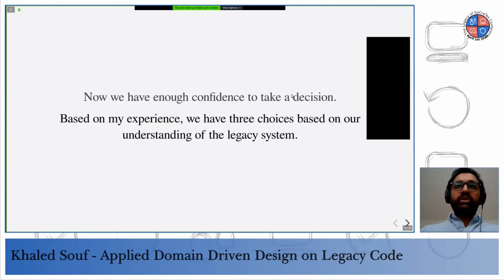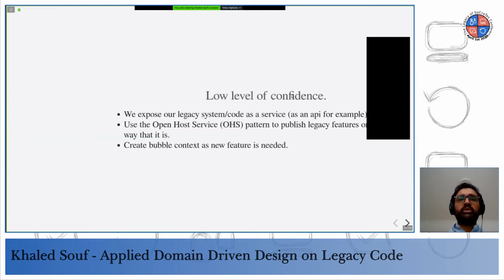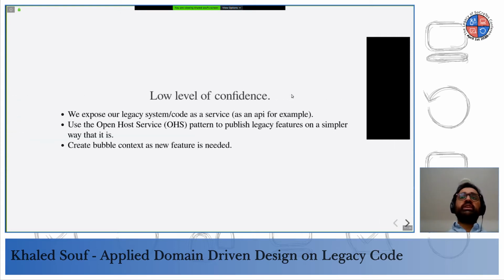So now that we have enough confidence to make a decision, because we got all the information that we need from these people, in most cases I've seen three choices based on the level of confidence in our understanding of the legacy system. The first one is when you think that you don't understand your system enough. What I usually do is expose the legacy system as a service, maybe an API or something like that, using the DDD pattern called open host service.